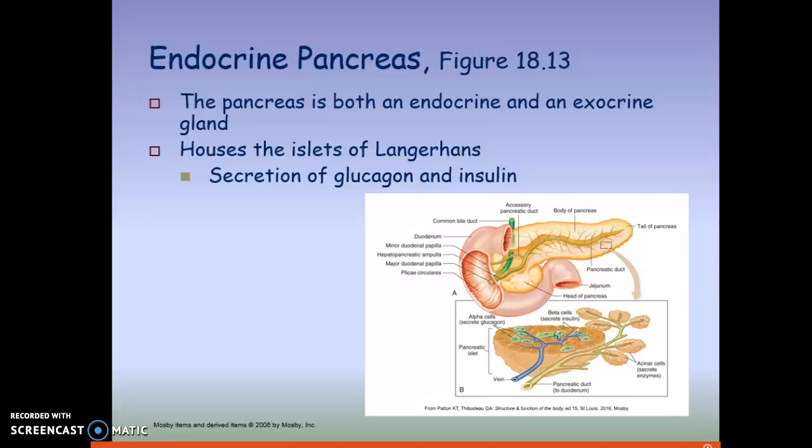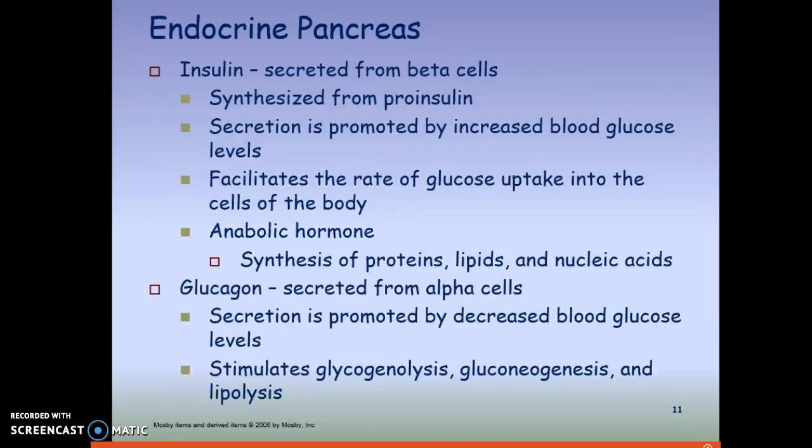So within the endocrine pancreas, there are 4 major types of cells. You have the alpha cells, which secrete glucagon, the beta cells that secrete insulin and amylin, the delta cells that secrete gastrin and somatostatin, which we will not get into, and the F cells that secrete pancreatic polypeptide, which we also will not go into. But rather, we're going to focus mainly on insulin and glucagon.